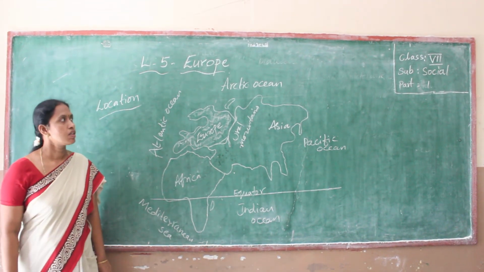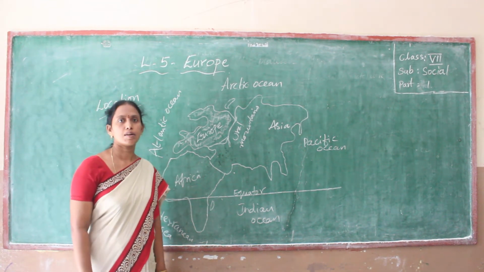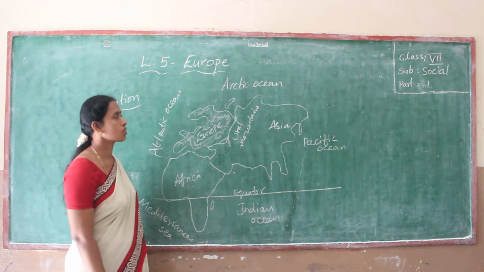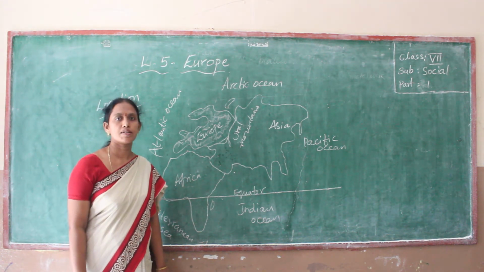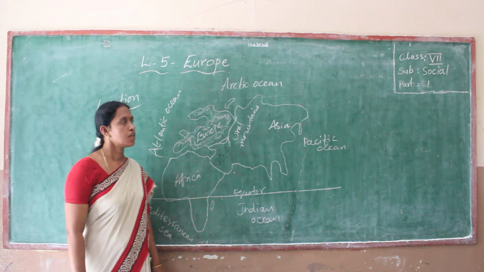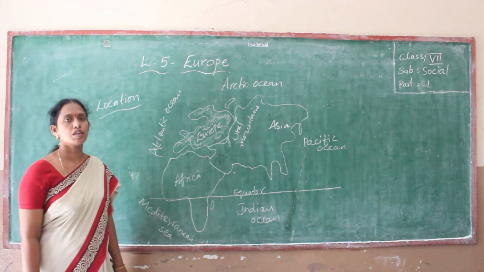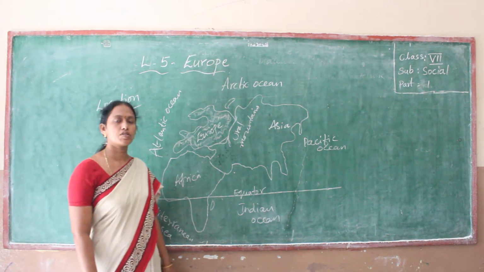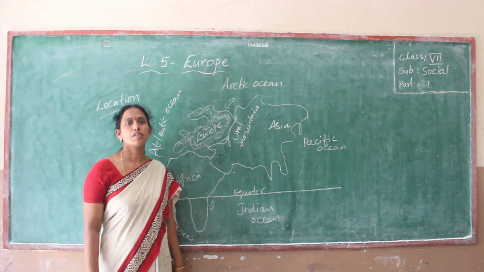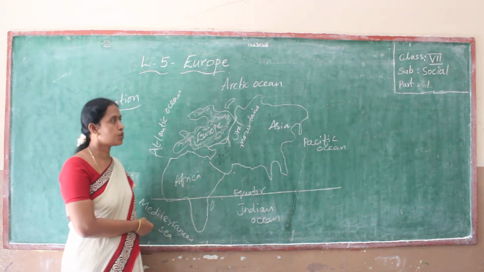Children, 4 lessons are completed here. Now we are going to learn about lesson 5, Europe. In this chapter, we are going to learn about the natural resources and environment location of Europe.